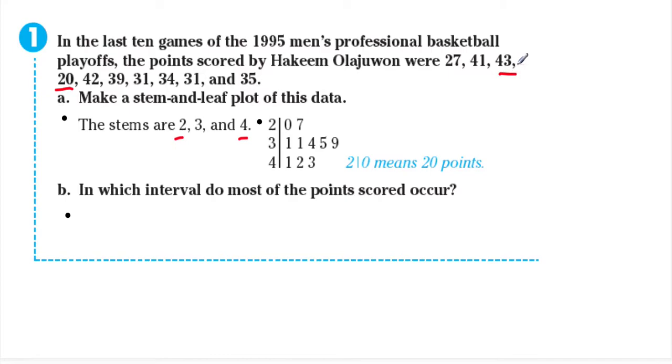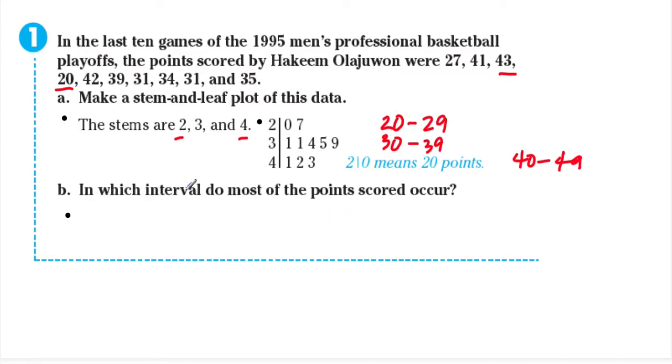Okay, so the greatest number of points he scored during that time was 43 points. The least was 20. It's asking in which interval most of the points scored occur. Remember that each stem represents an interval. For example, the 2 stem represents the interval from 20 to 29. The 3 stem represents the interval 30 to 39. And the 4 stem represents 40 to 49. Those are intervals. So now we can answer that question.